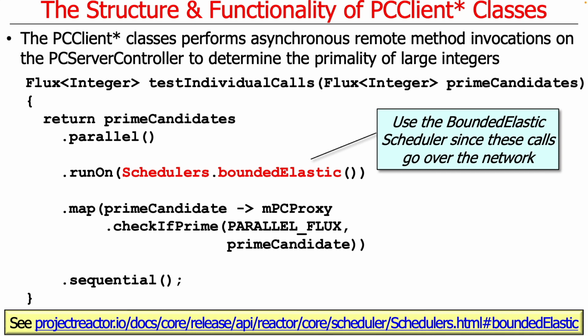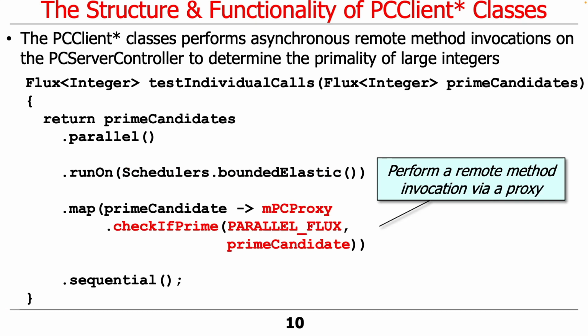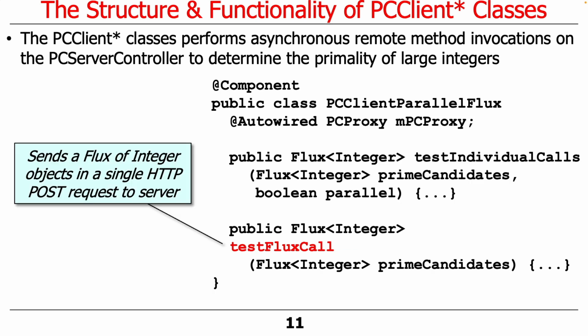And you'd get a very strange error message. So we want to use bounded elastic because that allows this call to block, which it's going to do. But we want it to block in the right context. We don't want it to block the calling thread. This is actually the call that sends the request to the server, and you can see it's basically calling through the proxy, passing in the strategy and the prime candidate. So we'll look at that code a bit more in a second.